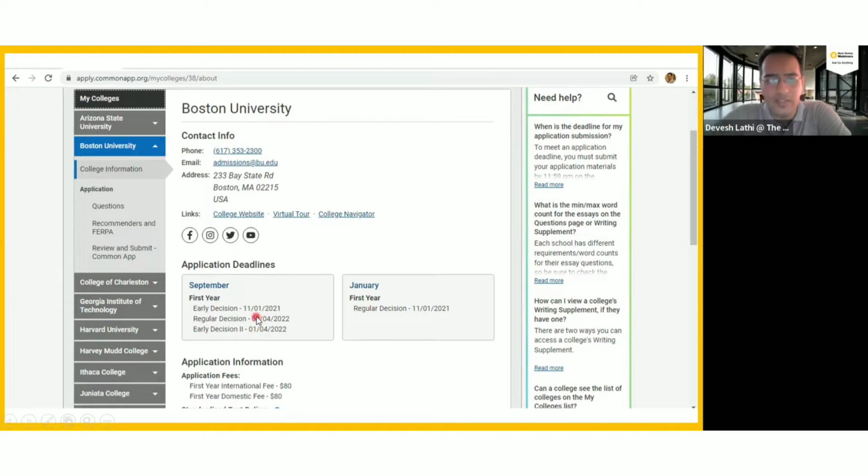Now, few things to take care of. First is the deadlines keep on changing year from year. So right now, if BU says that it's 4th of January, it might mean that the next year they can change it to 5th of January or 15th of January or even 1st of January. So you need to be updated about all of these deadlines year after year. If you are in grade 11 or grade 10 right now, just make sure that you are checking the deadlines for that particular year.